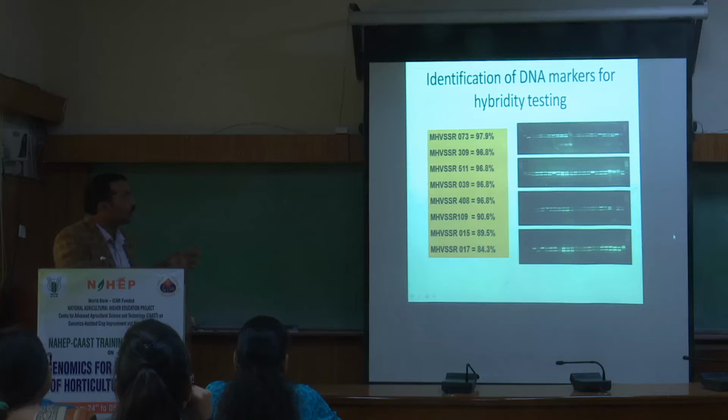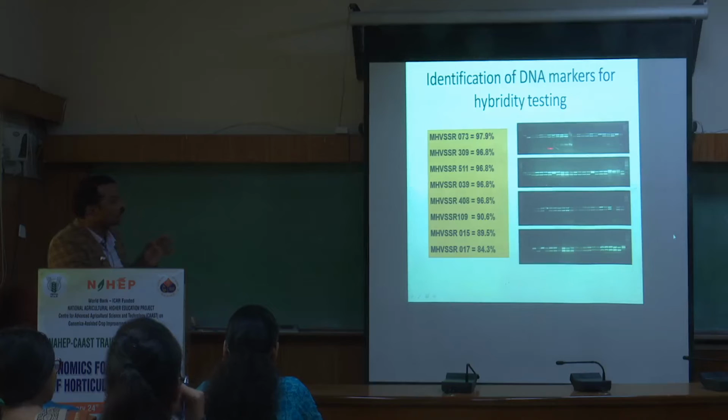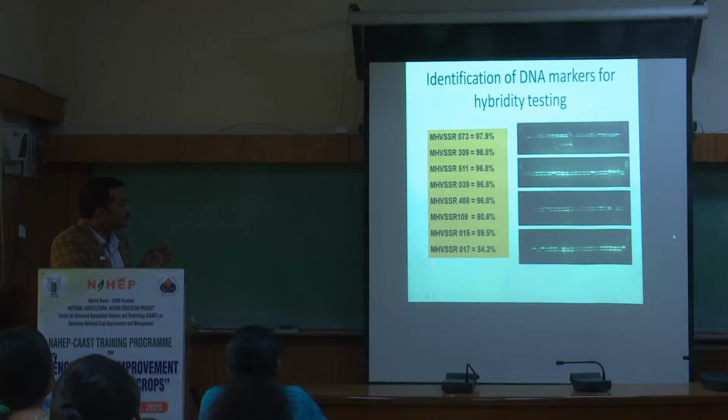So here you see, these two are the parents, P1 and P2, Amrapali and Sensation, and these are 94 hybrids. Out of 94 hybrids, we could ascertain the hybridity of more than 92%, around 89 or 90. So this is a very useful marker. These are some details of the coding of those markers. And here, how many progenies were developed? It is not a random progeny.